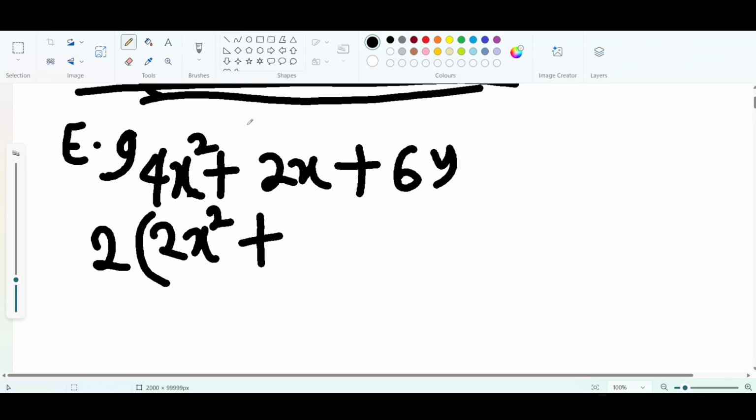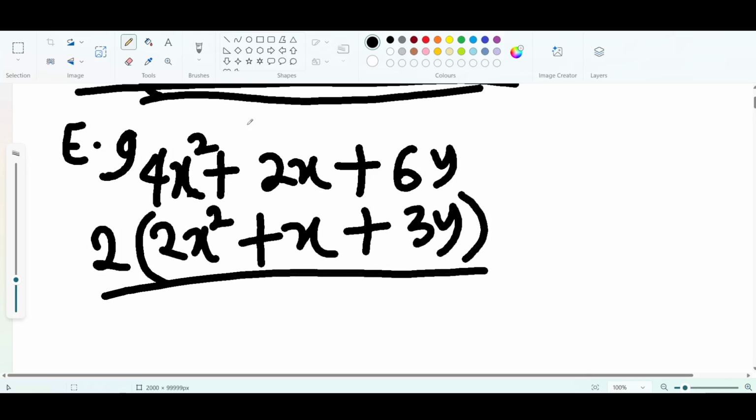Now 2 in 2x, we are going to be left with x. Then 2 in 6y is going to be 3y. So this is how we factorize this expression. So what matters is, whenever we want to factorize, we must ensure that what is common is common across all the terms in the expression. So that is very important. So that is how we factorize this.